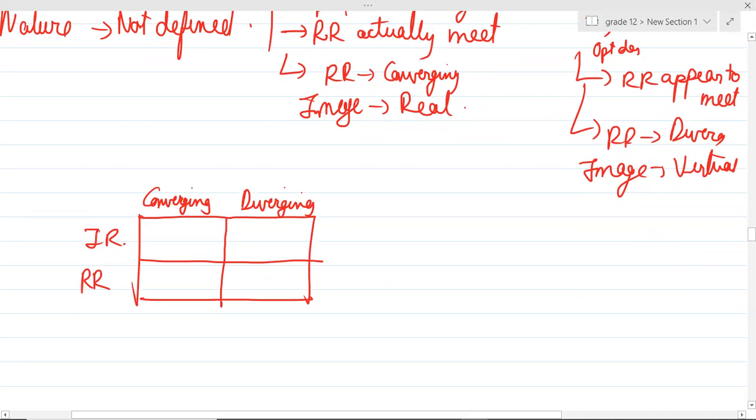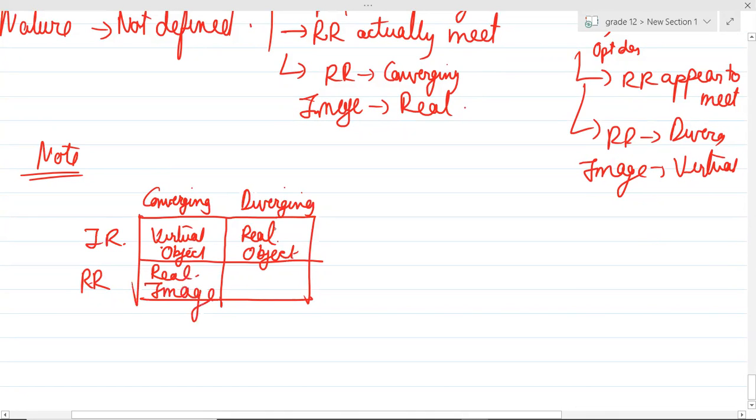So, if you have converging incident rays, virtual object. If you have diverging incident rays, then real object. If you have converging reflected rays, then real image. And if you have diverging, then virtual image. Are you understanding how exactly to read this? Converging incident rays, virtual object. Diverging incident rays, real object. Are you able to read this? Yes, sir.